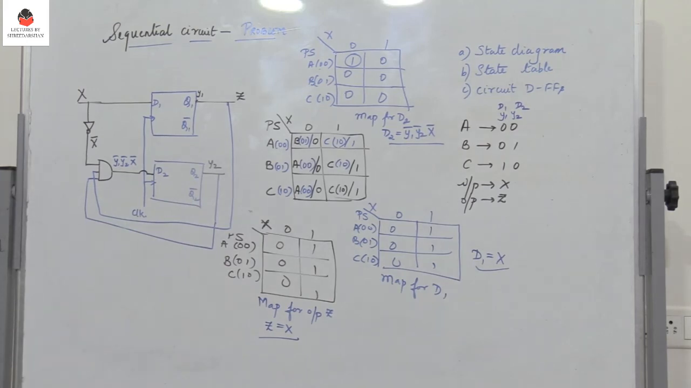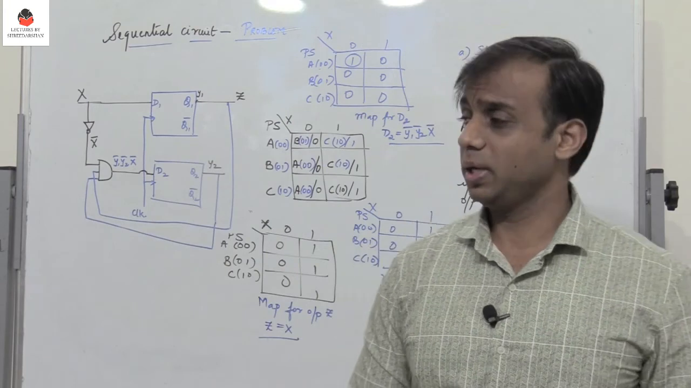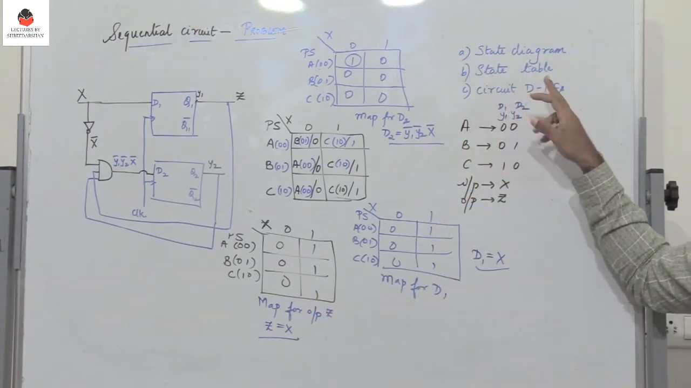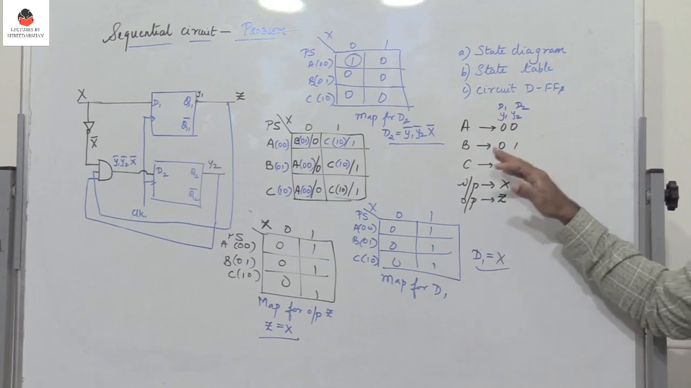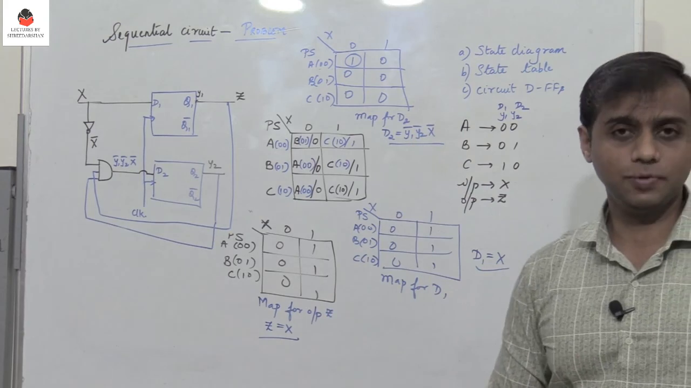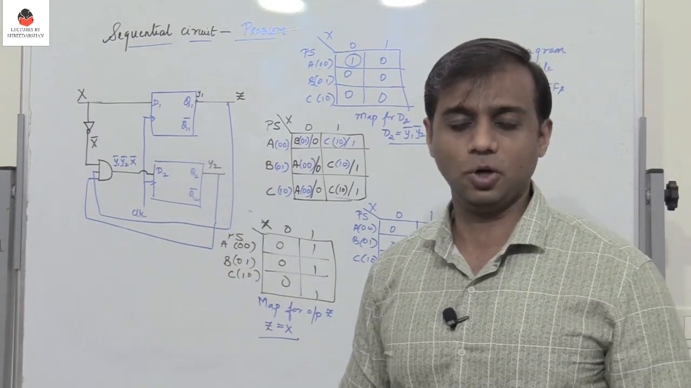So finally, we have constructed the circuit using D flip-flops. This was a very interesting problem on sequential circuits where we first had to draw the state diagram and then the state table, and then by identifying the output and the inputs to both the D flip-flops, we also had to construct the circuit using D flip-flops.